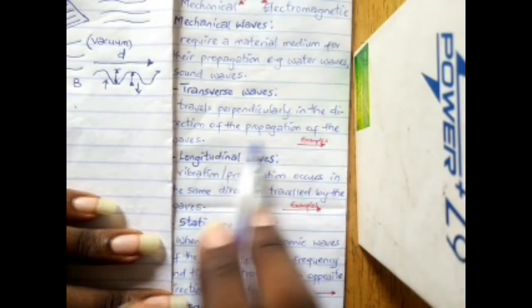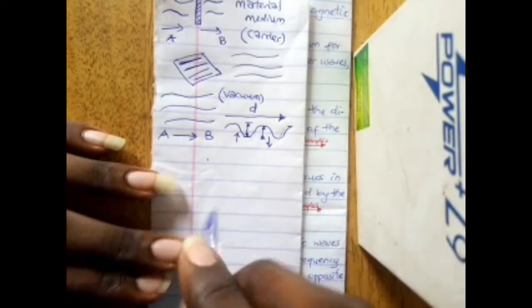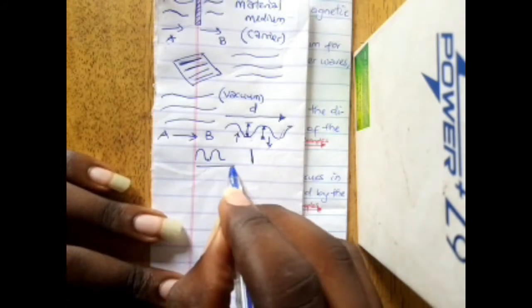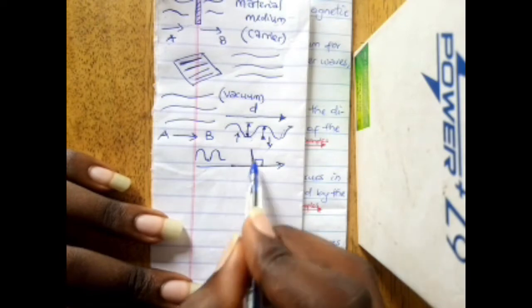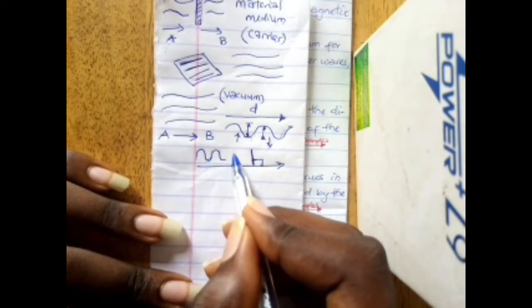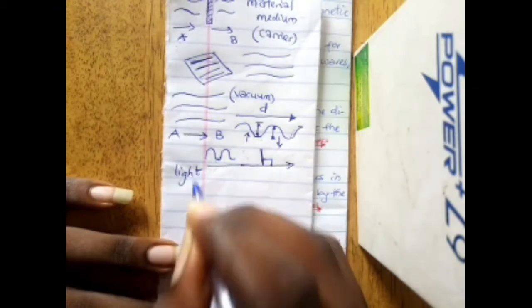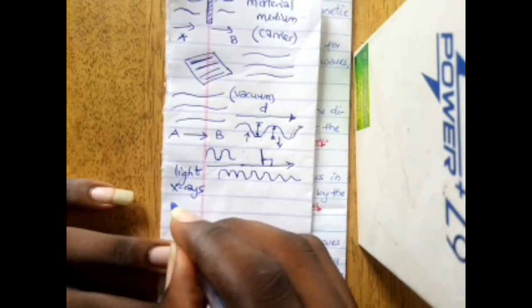Transverse waves travel perpendicular to the direction of propagation of the wave. As you can see, the movements are upwards and downwards, upwards and downwards, in a perpendicular direction. The vibrations go up and down, but they move perpendicular to the direction of propagation. Examples of transverse waves are light waves, X-rays, and radio waves.